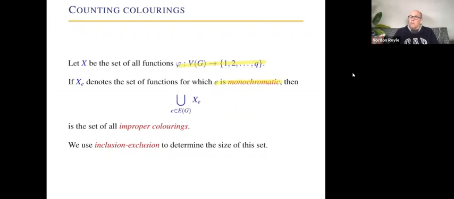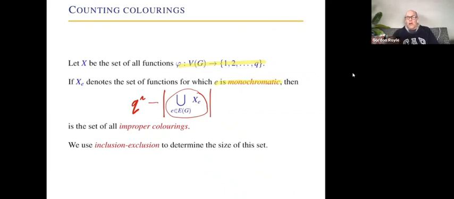So what we need to know then is, if we could calculate the size of this set, the ones that are bad for one or more edges, and then subtract it from the total number of colorings, then we would achieve the total number of proper colorings. So the total number of proper colorings is going to be Q to the N, that's all of them, minus the size of the ones that are bad.